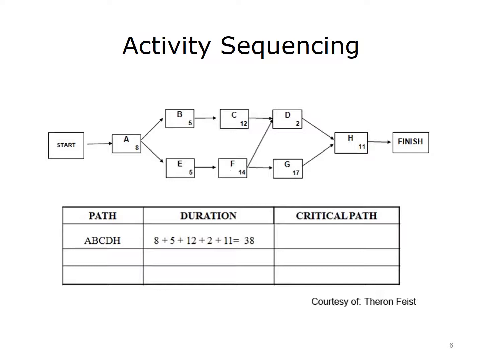A high-level summary in developing a project schedule includes sequenced activities, meaning that the predecessors and successors of each activity are determined. Determined activity paths. The determined duration of each path. Identify the critical path, which is the longest path through the project and determines the earliest date by which the project can be completed.